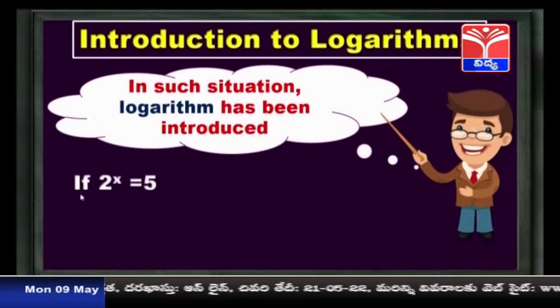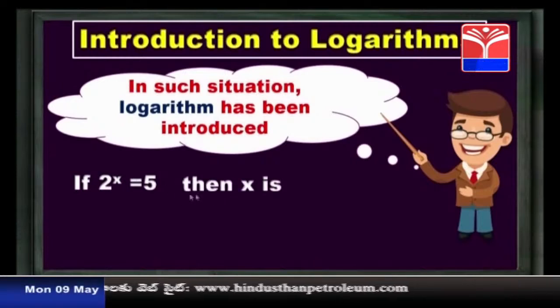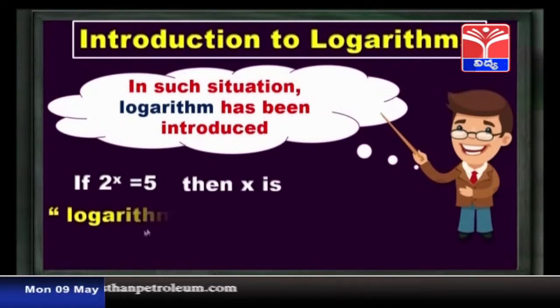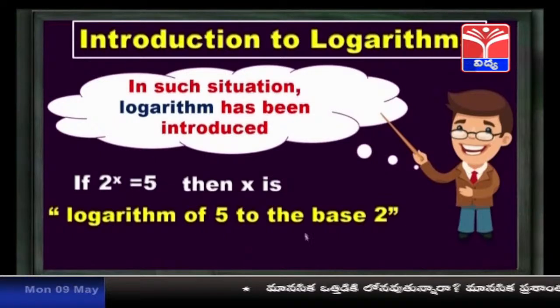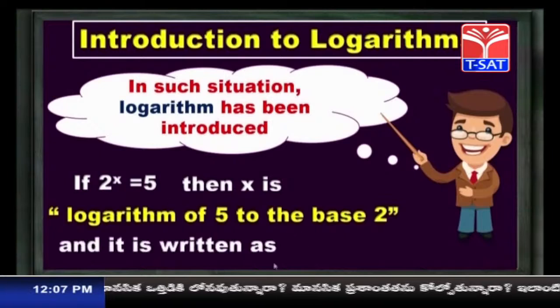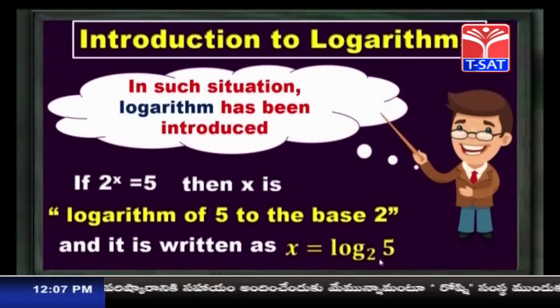So if you observe, if 2 power x is equal to 5, then x is logarithm of 5 to the base 2. This is logarithm of 5 to the base 2. So to find the value of x, we need a new relation, that is logarithm. So we are applying logarithm to the 5 and the base is 2, and it is written as log 5 to the base 2. So x is equal to log 5 to the base 2.